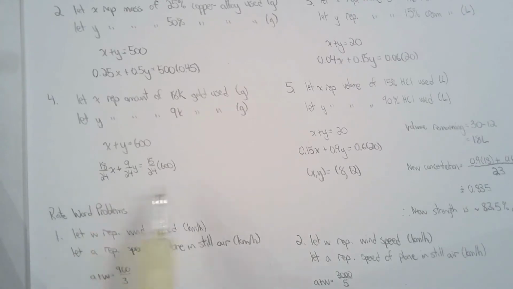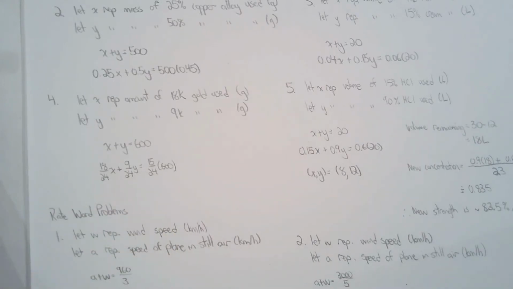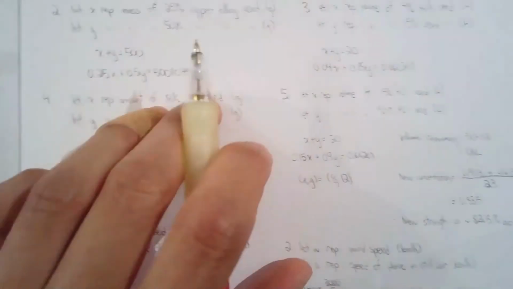Okay, of course you can remove this denominator of 24. In fact, 8, 9, 18, and 15 all have a common factor of 3. So this equation can be simplified quite a bit, but any variation of it, you'll still generate the same solution.